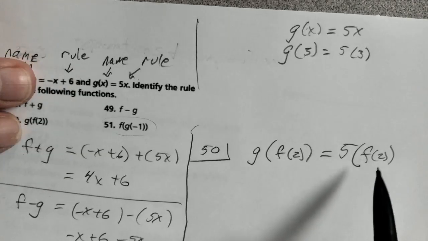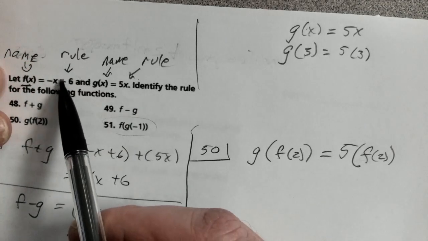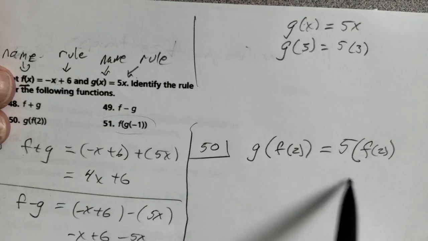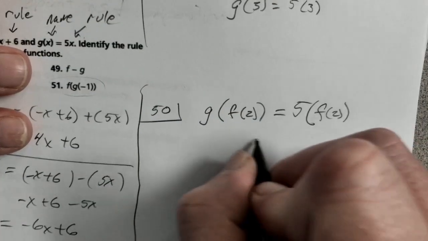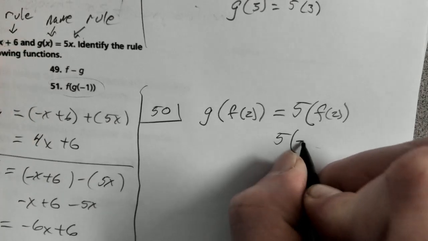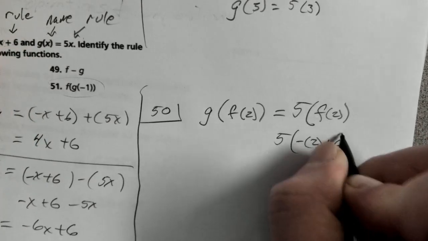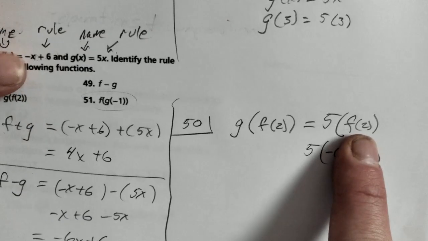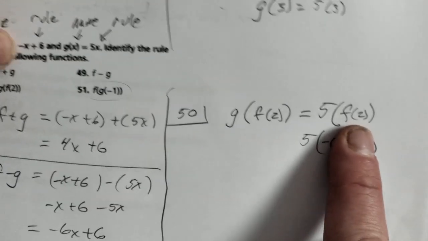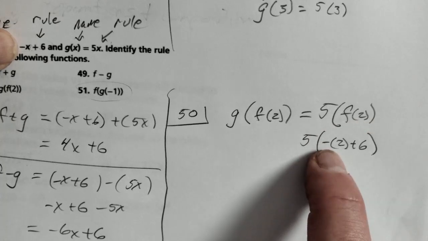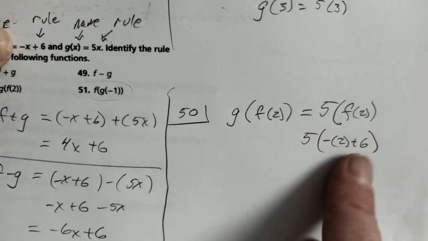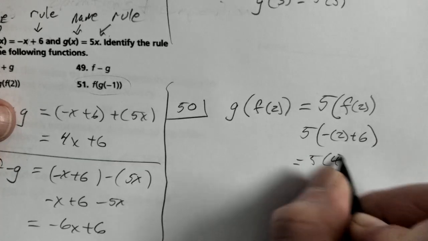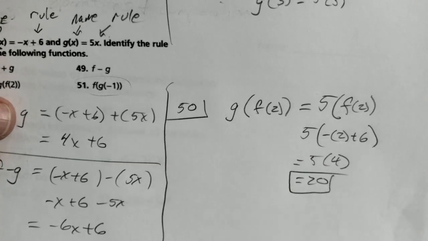Now, how would I figure out f of 2? F of 2 is negative x plus 6, but instead of an x, what are we going to put there? A positive 2. It will end up becoming negative. So negative 2 plus 6. The f function is defined as negative x plus 6, and f of 2 would be defined as negative 2 plus 6. So negative 2 plus 6 gets us 4. And 5 times 4. Good.